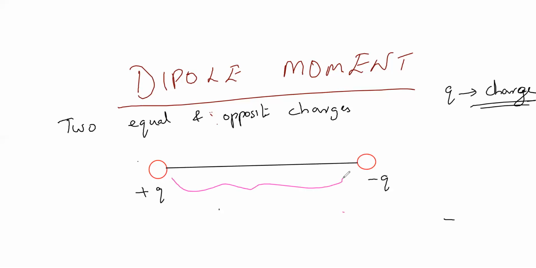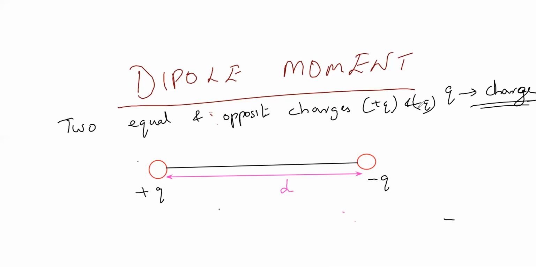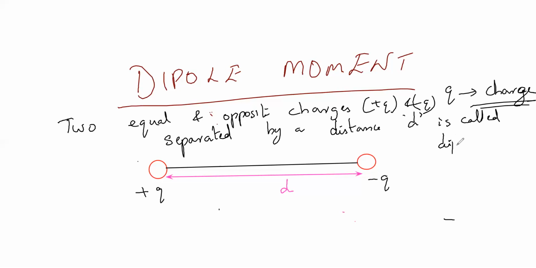If you are not familiar with this, I'll draw one more line. This is my distance d. Two equal and opposite charges, that is plus Q and minus Q, separated by a distance d. If you are doing it like this, then there is no need to study separately. Separated by distance d is called what? Dipole moment.